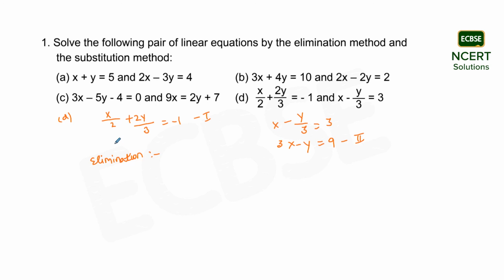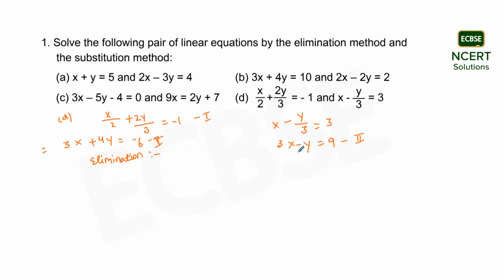That is taking the LCM of the denominator, as the LCM of 2 and 3 is equal to 6, so the denominator will be equal to 6. So it comes out to be, by taking the LCM of the denominator, in the numerator it will be 3x plus 4y, and if I take the denominator to the right hand side, it will be minus 1 into 6, which comes out to be equal to minus 6. So this will be the first equation.